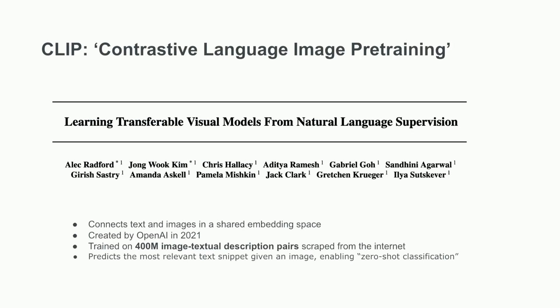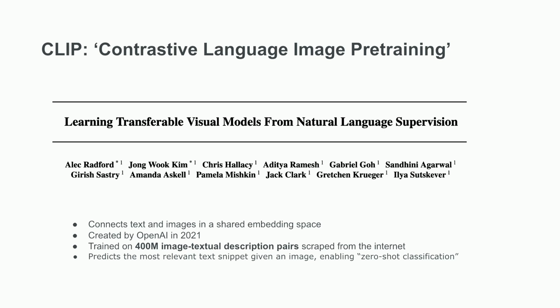So CLIP stands for Contrastive Language Image Pretraining. This model learns transferable visual representations from natural language supervision. What does that mean? It means that it learns to match text descriptions to images. It was developed by OpenAI in 2021, and it was trained on 400 million image text pairs scraped from the internet. It connects these images and text, their embeddings, in a shared space.